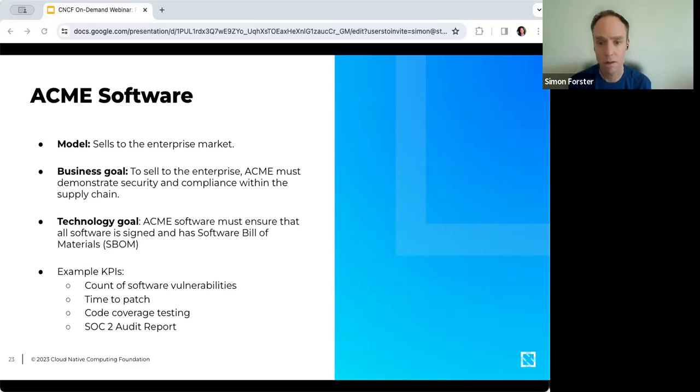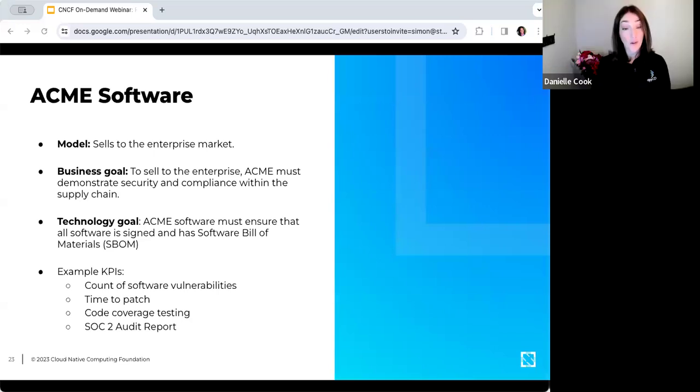So some of the KPIs, for example, that might be used here are looking at, first off, does it have an SBOM to begin with? Then we'll also be considering things like, are there any vulnerabilities within the software? And there's plenty of tooling for that. There'll be the time to patch it. There'll be code coverage testing. You know, has it been fully exercised as part of its development process? And then there also might be a set of SOC 2 reports that are generated as well with that.